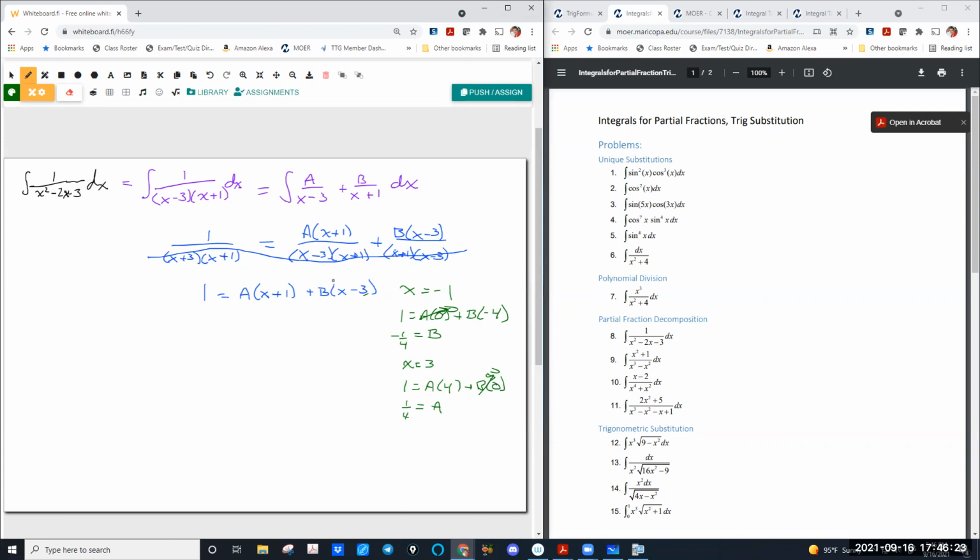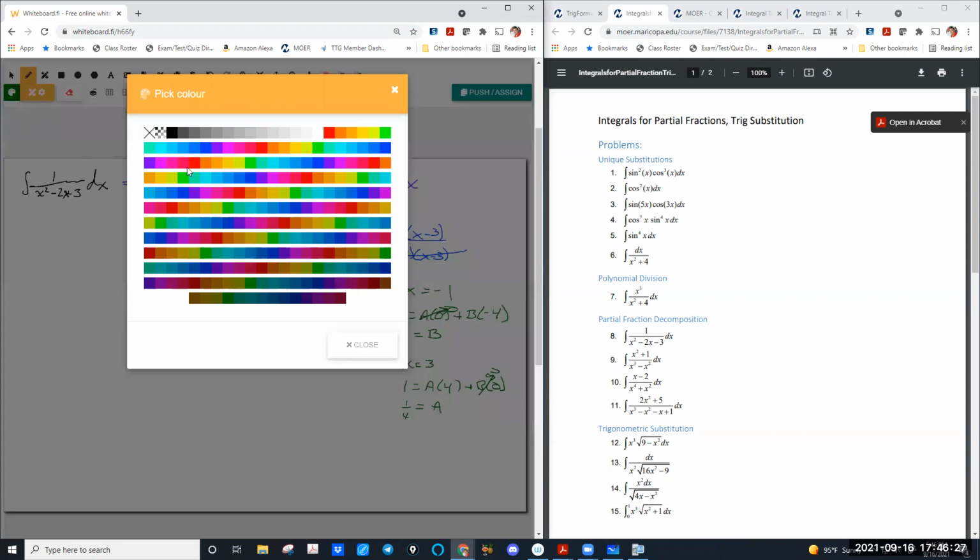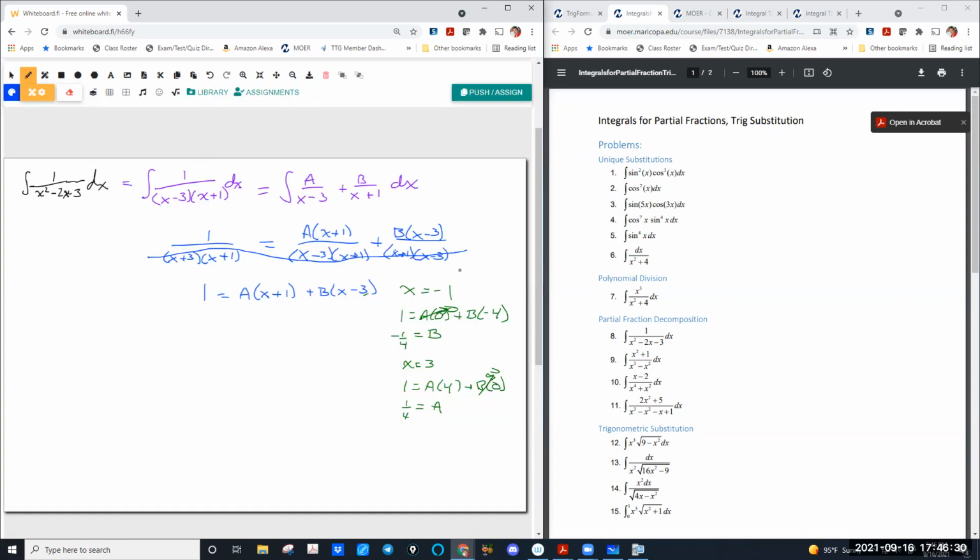We're going to plug those back in here in a minute, but I want to show you another way of solving it. Okay. Let's go back to blue. Let's talk about what's going on here. I have 1 equals, I'm going to distribute ax plus a plus bx minus 3b. All right, that came from distributing the a and distributing the b.